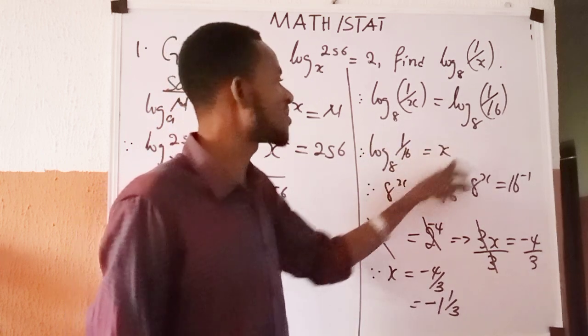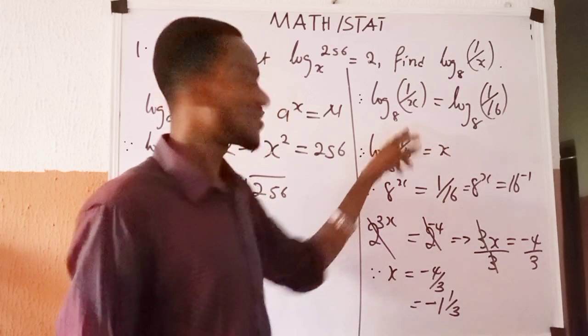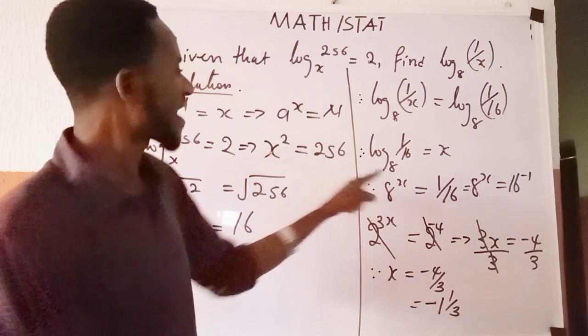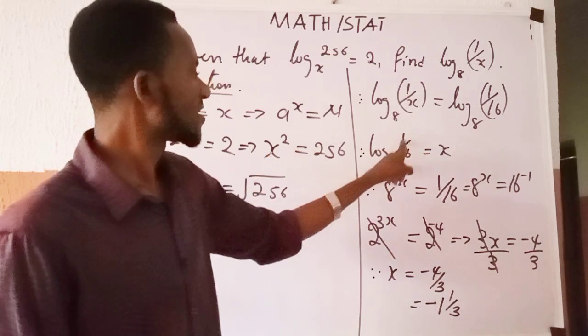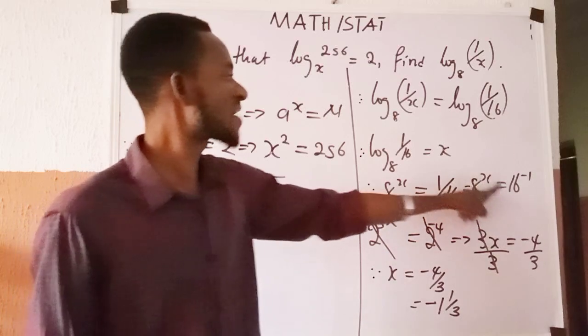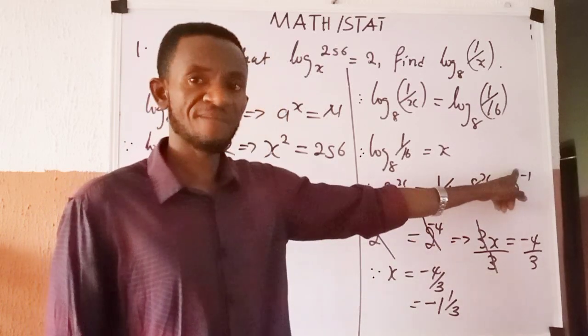So the moment I know the true value of this x, I have known what this is. Then I now came here, just like what I did here. So I now say 8 raised to power x is equal to what? 1 over 16, which implies 8 raised to power x is equal to 16 raised to power minus 1, because 1 over 16 and this are the same thing.